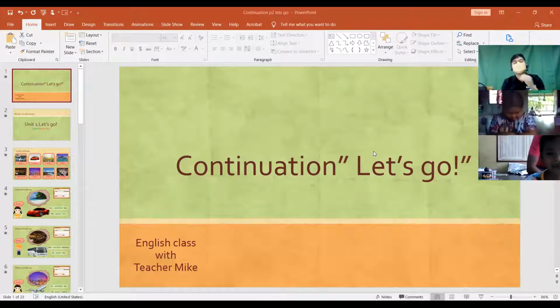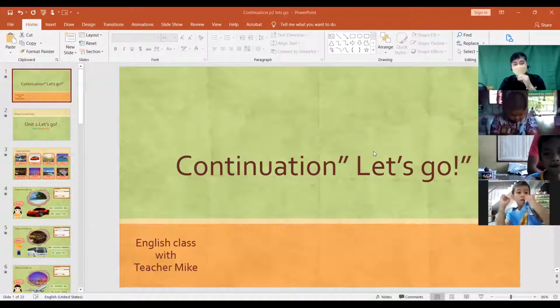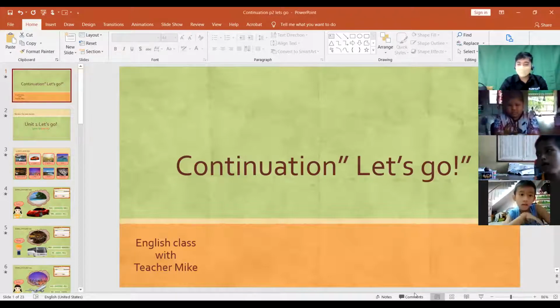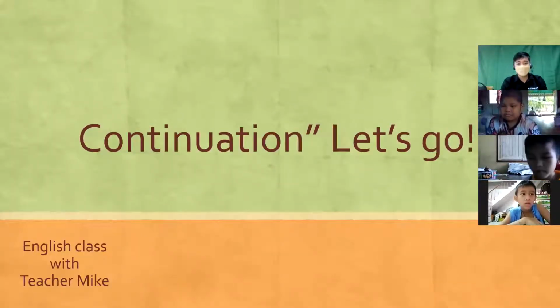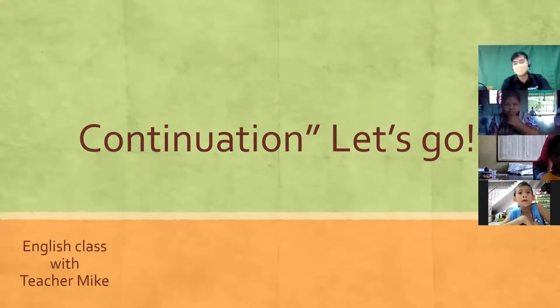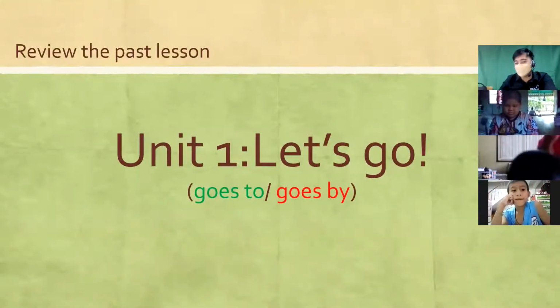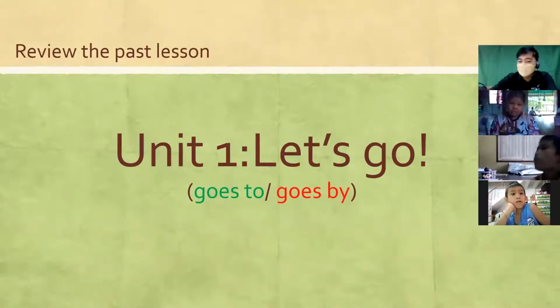Okay, continuation of our discussion last meeting. English class with Teacher Mike. Let's go. Unit 1: goes to and goes by.